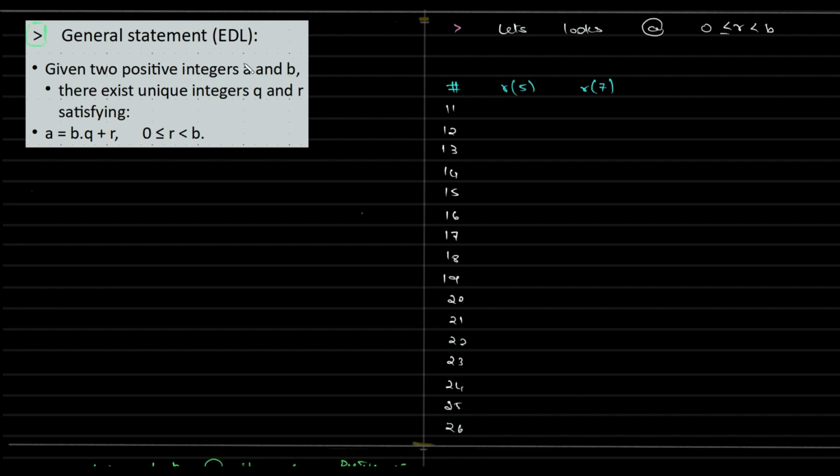So now the actual statement of Euclid division lemma. Given any positive integers A and B, there exists a unique integer Q and R satisfying the below equation. Okay, so you're looking at the equation over here, right? So any big number can be written as small number into the quotient plus the remainder, where the remainder is always greater than or equal to 0 but lesser than B. So this is a condition, right?